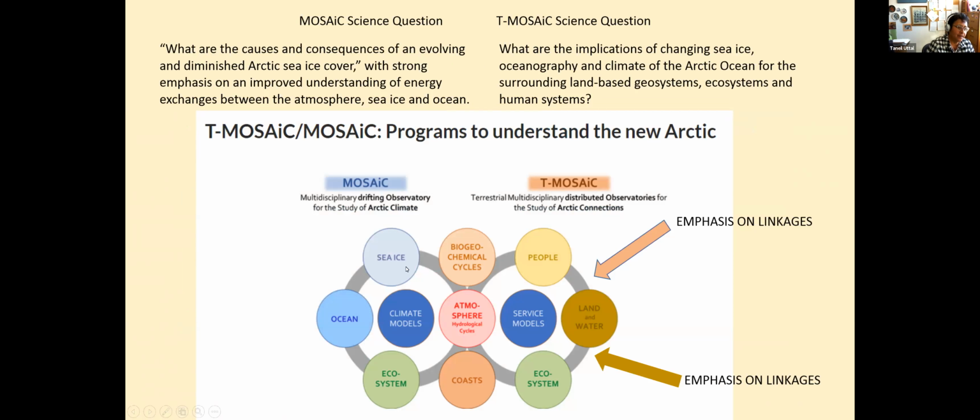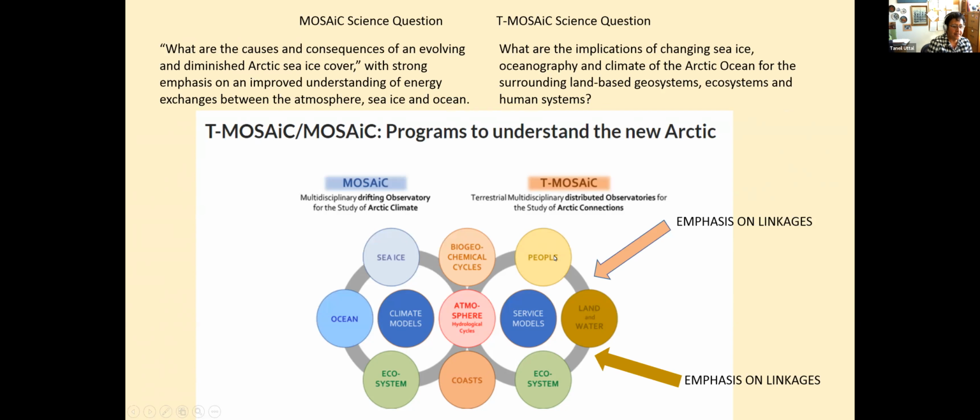So this diagram here, those of you that are familiar with MOSAIC, and I realize from the ecosystem and the terrestrial communities, you may not be that familiar with what's going on with MOSAIC. They originally had a diagram here clustered around climate models, and they were talking about the separate discipline components of what was going to comprise MOSAIC. So that was sea ice, ocean, ecosystems, atmosphere, and biogeochemical cycles. And as we developed the thinking about the T-MOSAIC, we actually sort of expanded this diagram. I think Marcus Rex came up with this originally, and I came up with this modification. And so we now have this sort of combined thing.